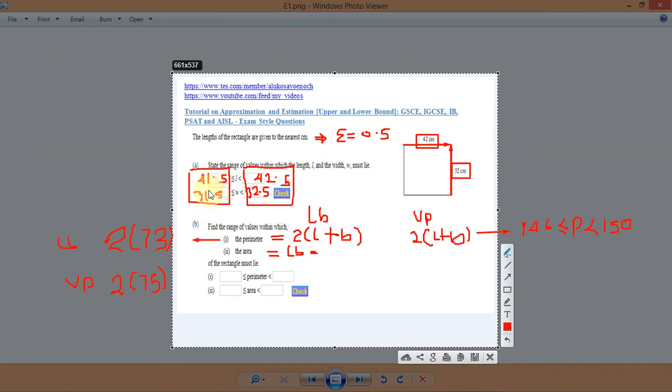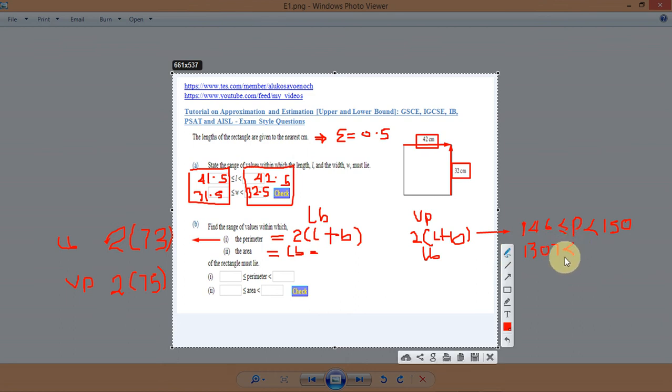So multiply the lower bound, because we need length times breadth for the lower bound and we need length times breadth for the upper bound too. For the lower bound, this is the lower width and the lower length. So length times breadth: 41.5 times 31.5. That gives 1307. Let me just write my answer here. So 1307 is the lower bound for the area.